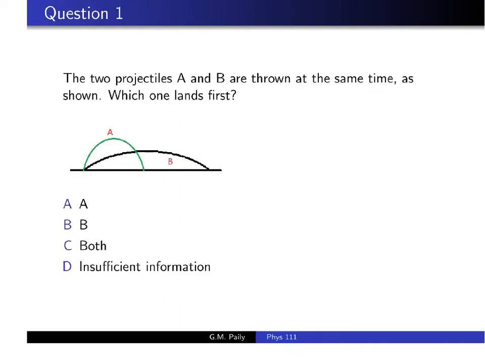So, keeping in mind all that we've looked at so far, try and solve this question. The two projectiles shown are A and B. They are thrown at the same time. Which one lands first? Think about it carefully.